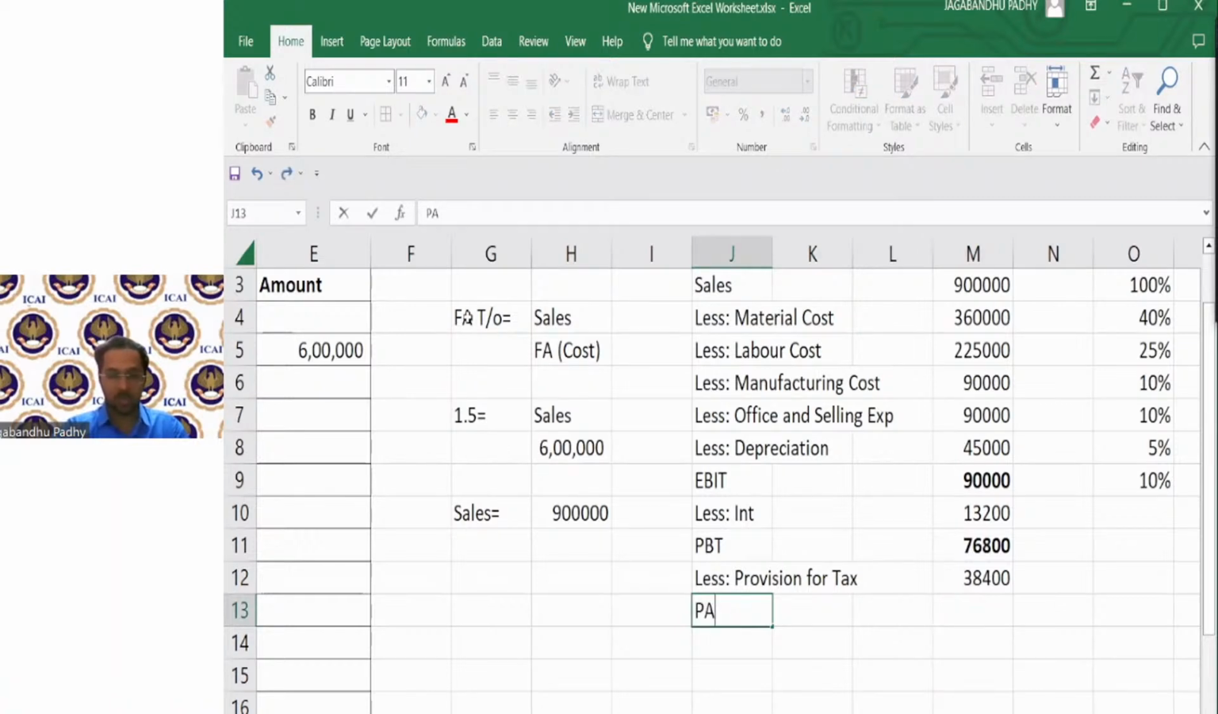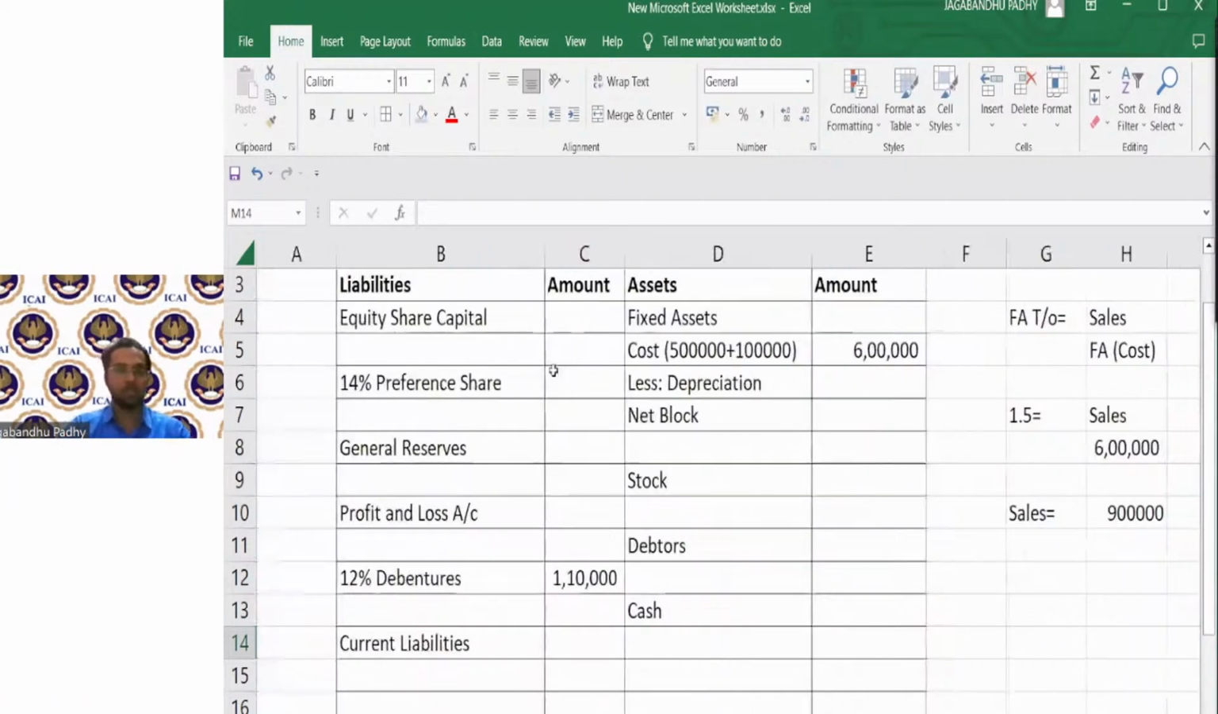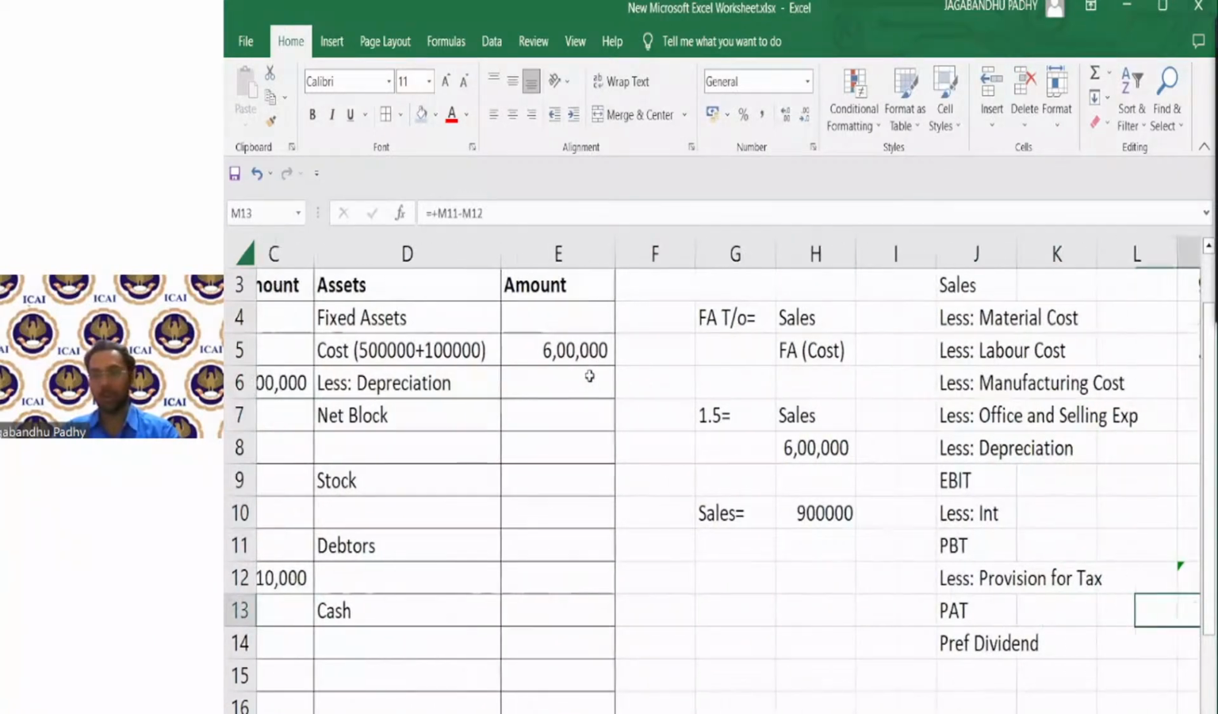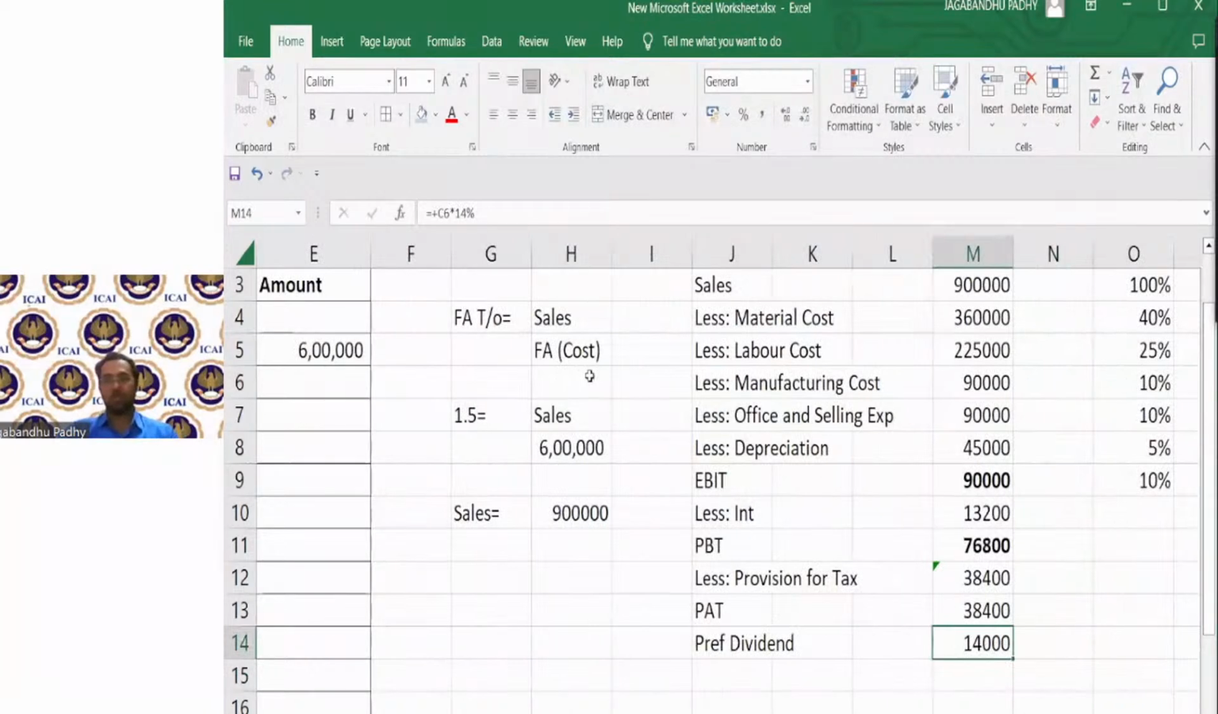After the provision for tax, we get the profit after tax, which should be 76,800 minus 38,400. 38,400 will be our profit after tax. Then we have the preference dividend to be paid. There's no information about any additional preference dividend being issued. So the preference dividend continues to remain the same as given in the question, 1 lakh multiplied by 14%. So preference dividend is 14,000.